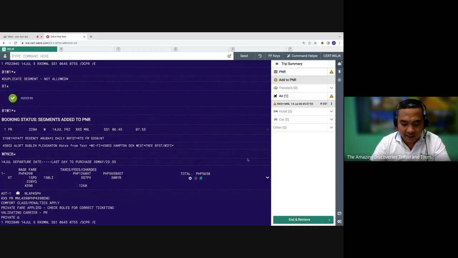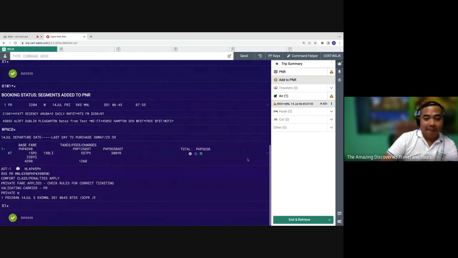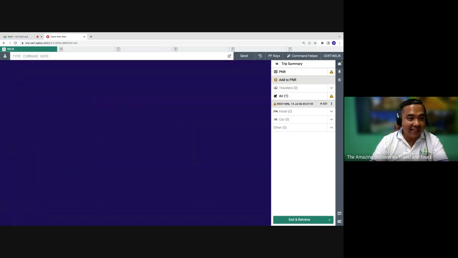Okay, guys, here's what I'm going to do. Let's just skip first the pricing. Let's do the pricing na lang tomorrow because I think there are some errors with the pricing, okay?